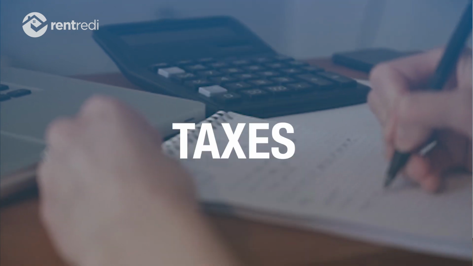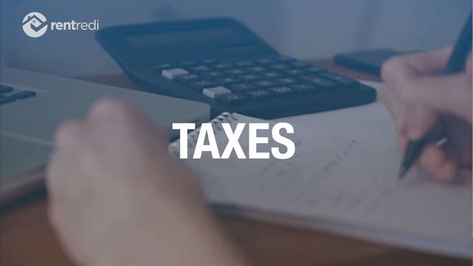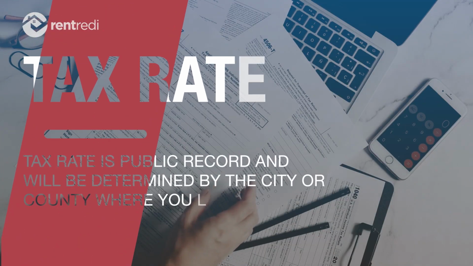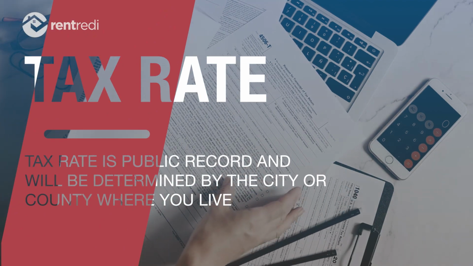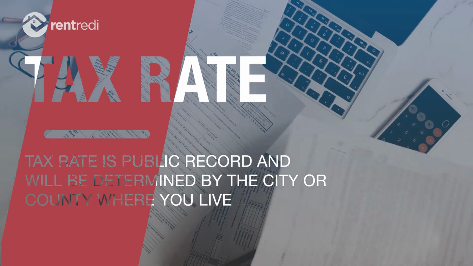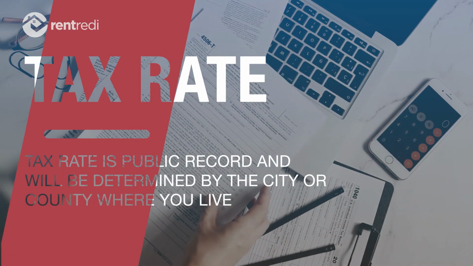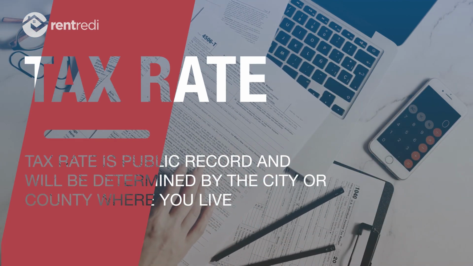Now let's talk about taxes. Every property is going to be taxed. This is an expense that comes with the property, and that rate is going to be determined by the city or county where you live. That's public record, so you can look on your county website. Typically, they have a web search that you can do. Just punch in the address you're looking at and it will give you the tax rate. You can find previous years and current years. But again, that's determined by the tax rate of your city or county.